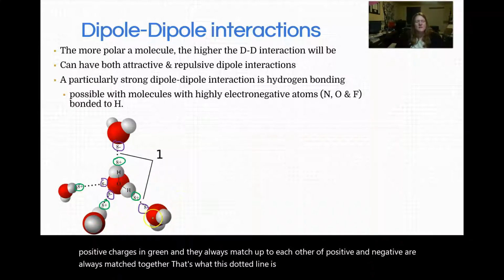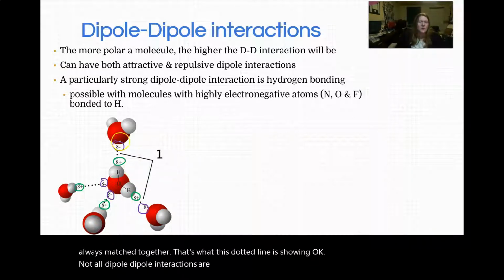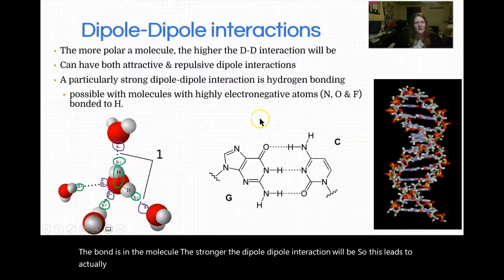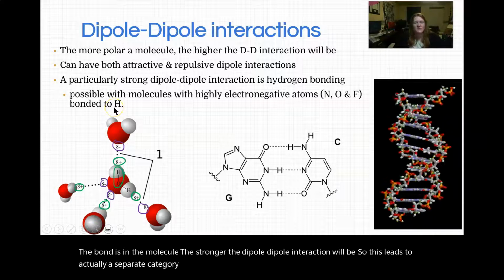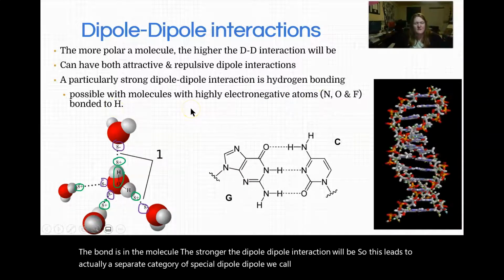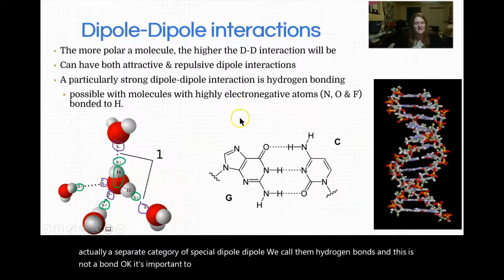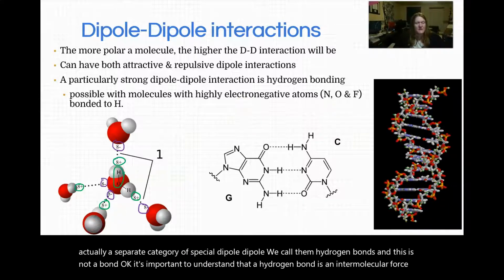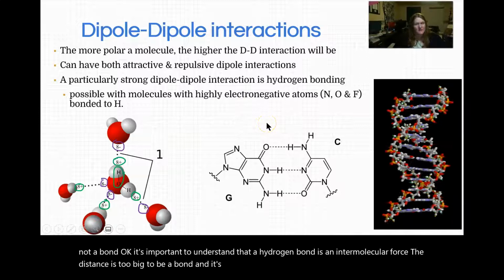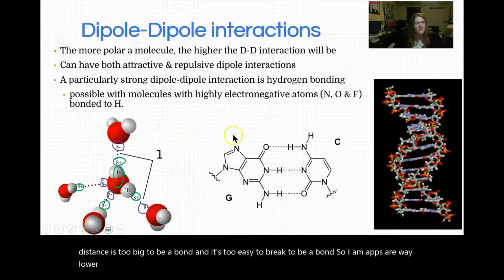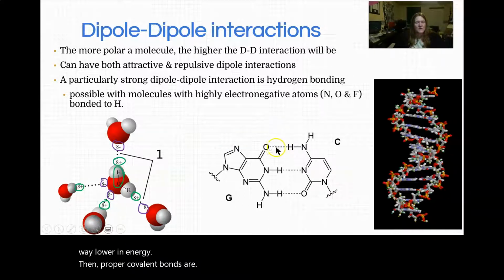Okay? Not all dipole-dipole interactions are created equally. The more polar the bond is in the molecule, the stronger the dipole-dipole interaction will be. So this leads to actually a separate category of special dipole-dipole. We call them hydrogen bonds. And this is not a bond, okay? It's important to understand that a hydrogen bond is an intermolecular force. The distance is too big to be a bond, and it's too easy to break to be a bond. So IMFs are way lower in energy than proper covalent bonds are. So that's why we have dotted lines, right?